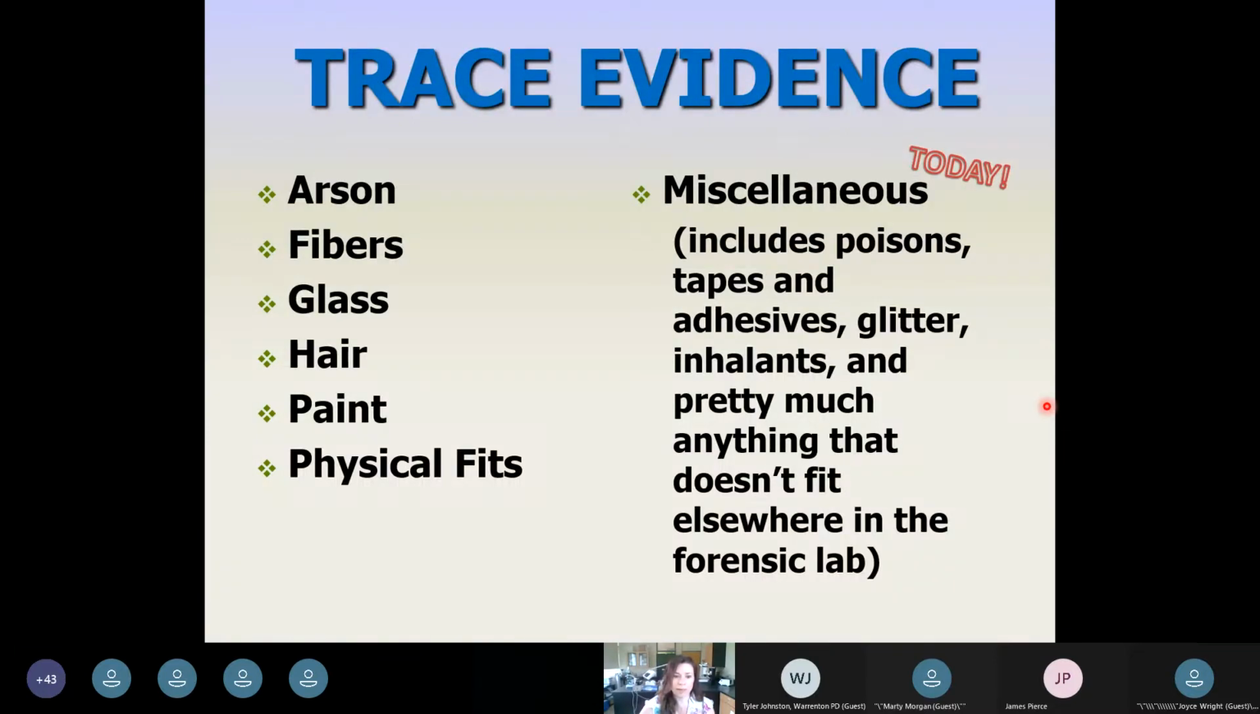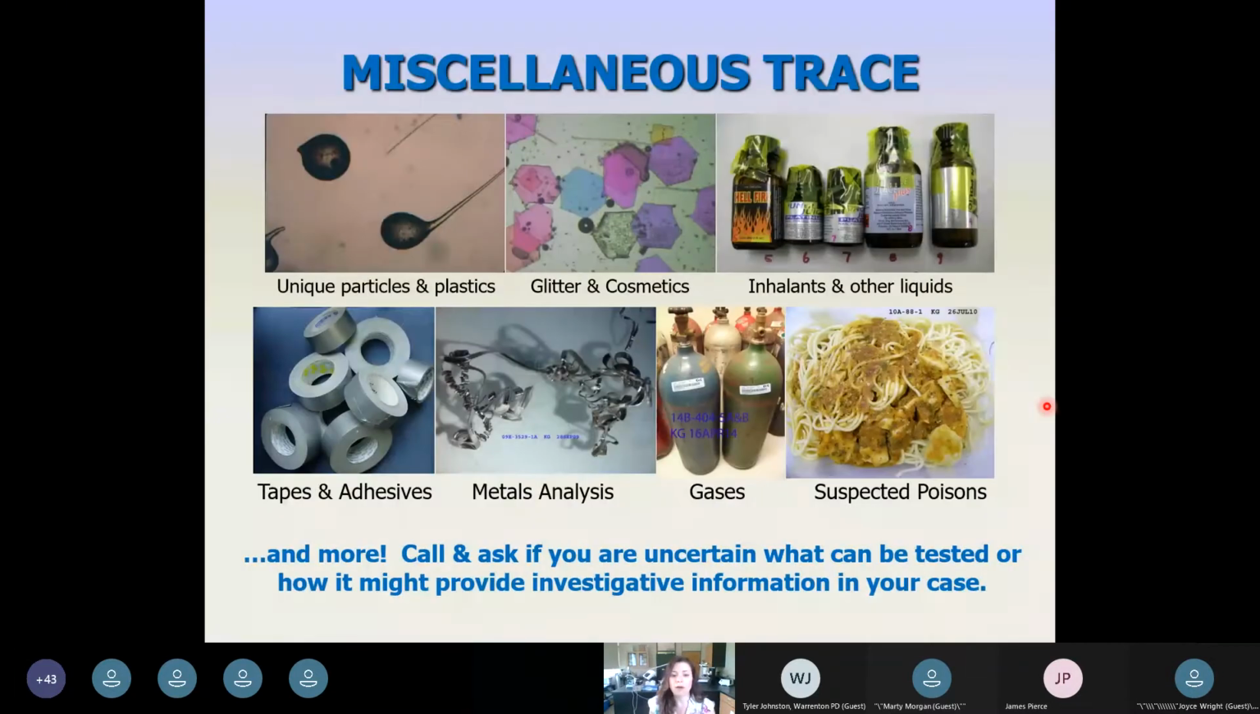Just our disciplines that we have in Trace, as well as today, again, miscellaneous. All right, so with miscellaneous Trace, it's really a catch-all category for analysis that doesn't fit in other sections in the laboratory. So this would be questions that you guys would have for your investigative needs that could be answered through science. These can be unique particles and plastics that you find. We're also able to do analysis on glitter and cosmetics, any sort of inhalants or huffing cases. Metal analysis and suspected poisons is one we get in a lot.